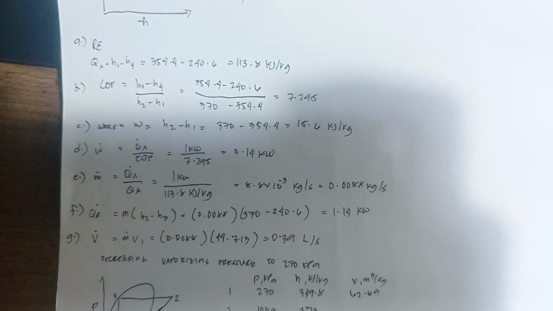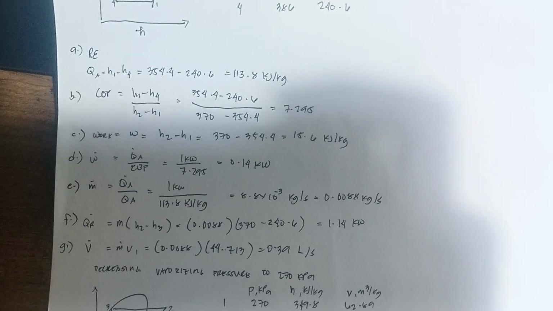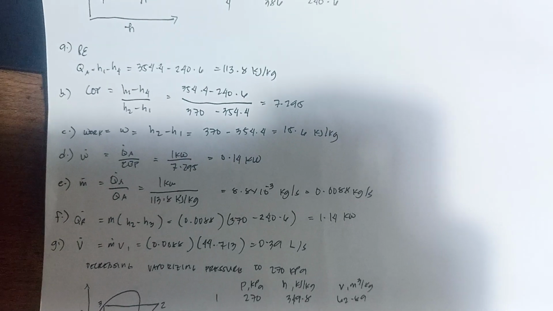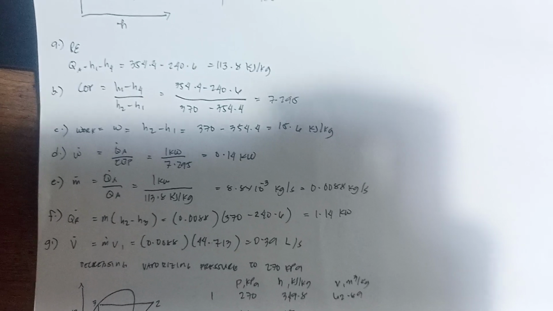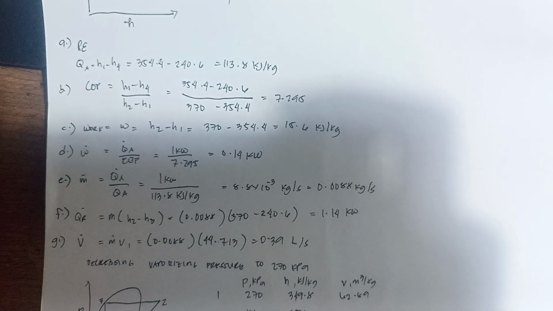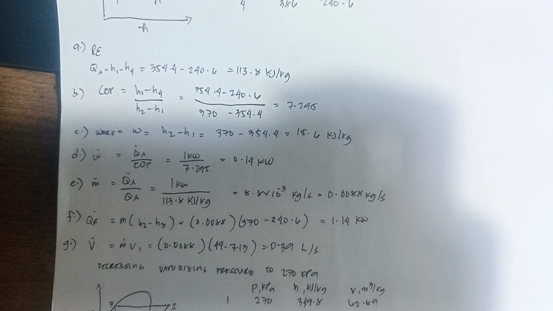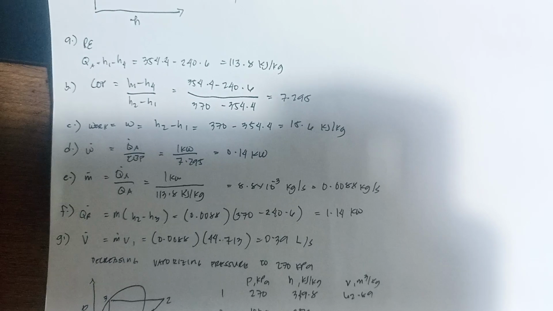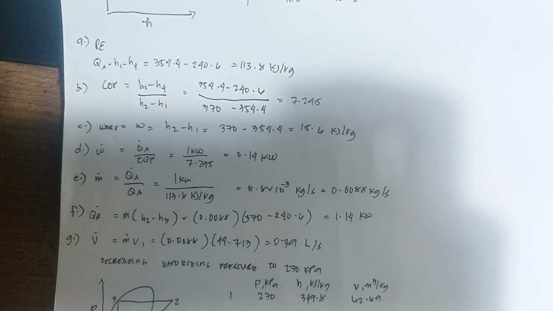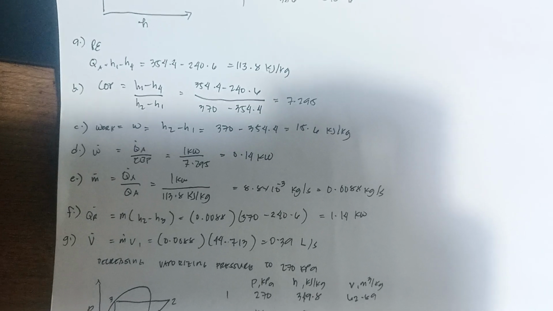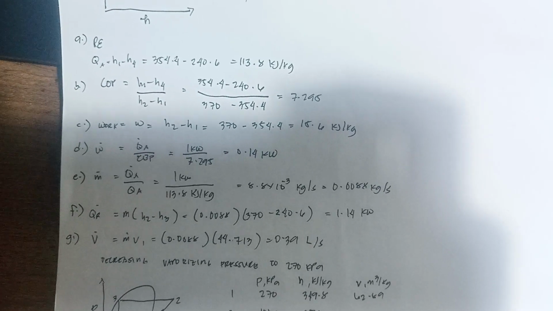So refrigerating effect is equal to QA is equal to H1 minus H4. Direct substitution, we have 113.8 kilojoules per kilogram. For the COP, we have H1 minus H4 over H2 minus H1, direct substitution, we get 7.295. For our work, we have H2 minus H1, 370 minus 354.4, so 15.6 kilojoules per kilogram.